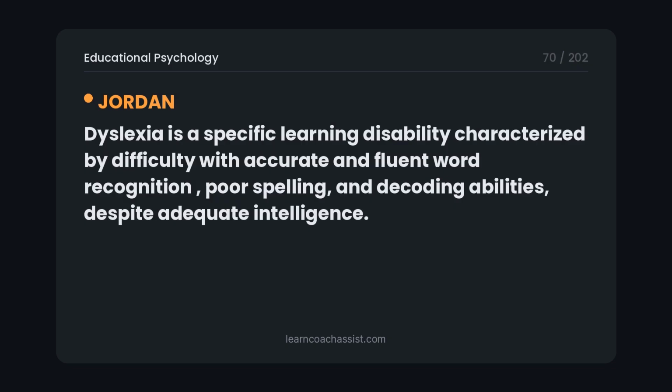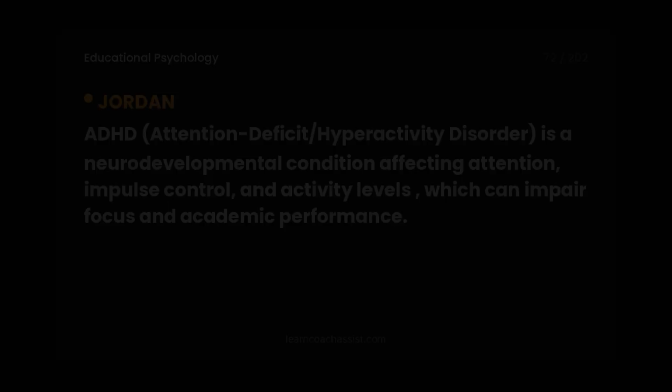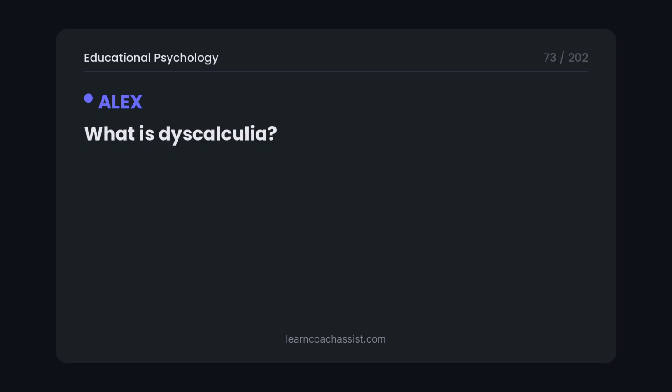Dyslexia is a specific learning disability characterized by difficulty with accurate and fluent word recognition, poor spelling, and decoding abilities, despite adequate intelligence. What is ADHD and how does it affect learning? ADHD, attention deficit/hyperactivity disorder, is a neurodevelopmental condition affecting attention, impulse control, and activity levels, which can impair focus and academic performance. What is dyscalculia?